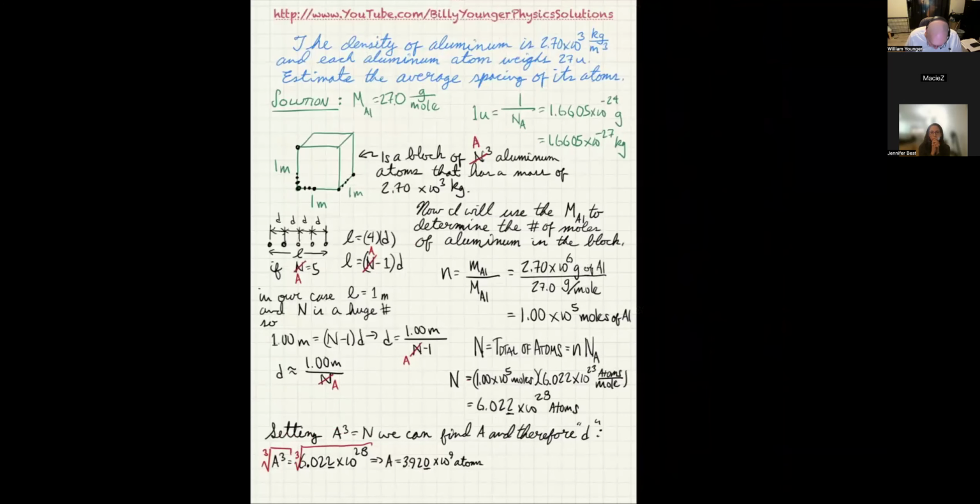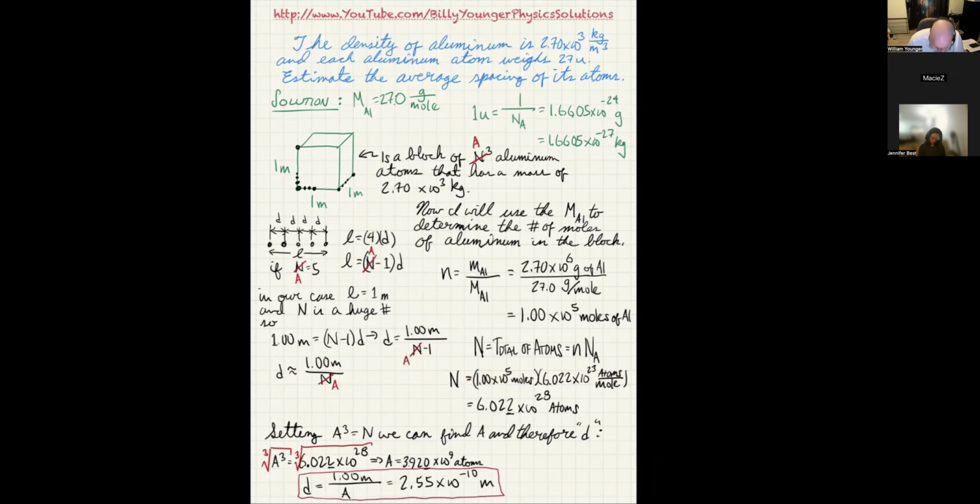And now all we have to do is use our formula, which we derived from our little model. So D is equal to 1.00 meters divided by A. So if I take 1 and divide it by the last answer I computed, then I should get the distance. And lo and behold, that distance is 2.55 times 10 to the negative 10th meters. And that should be the average separation between adjacent atoms of aluminum in aluminum at 20 degrees Celsius.